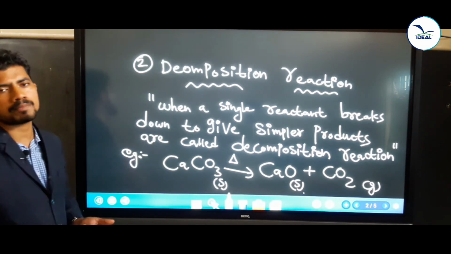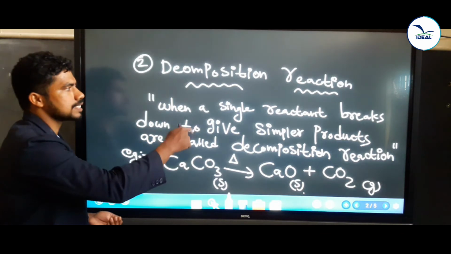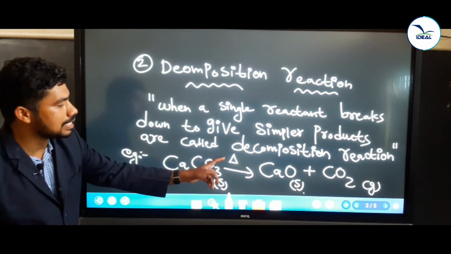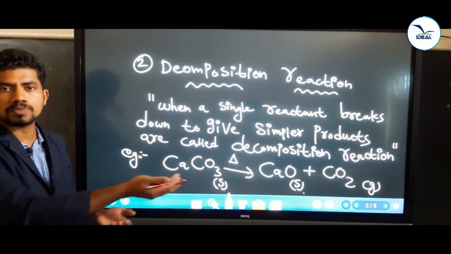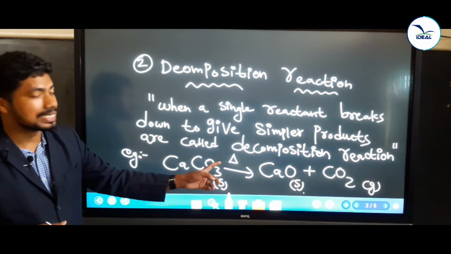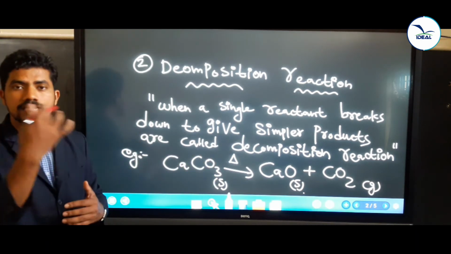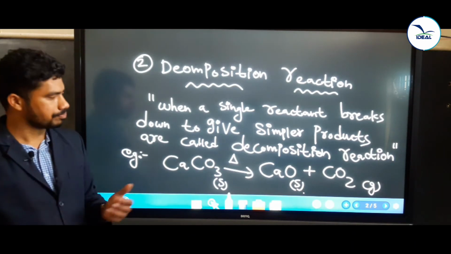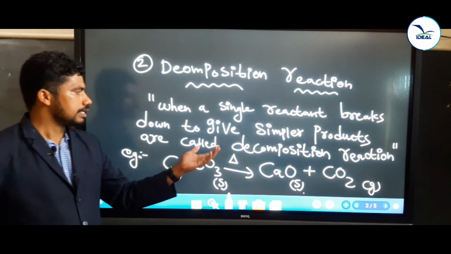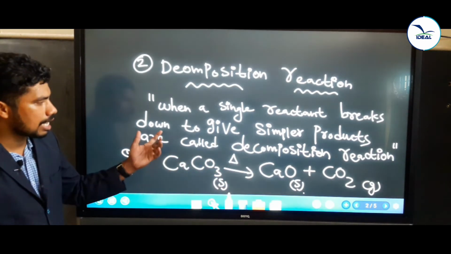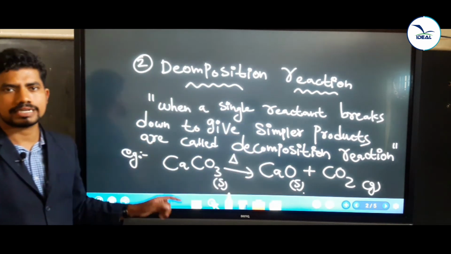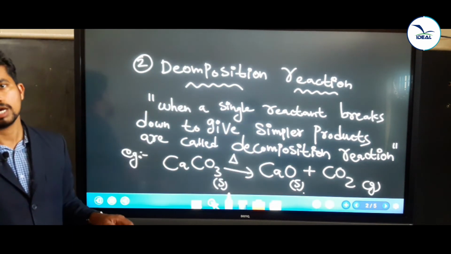Why is it known as thermal decomposition? Because this reaction is happening by the absorption of heat energy. This delta indicates the absorption of heat energy. This delta indicates the heat that we are giving. Okay, so in the presence of heat energy, the limestone is converted into calcium oxide and carbon dioxide. It is a thermal decomposition reaction.